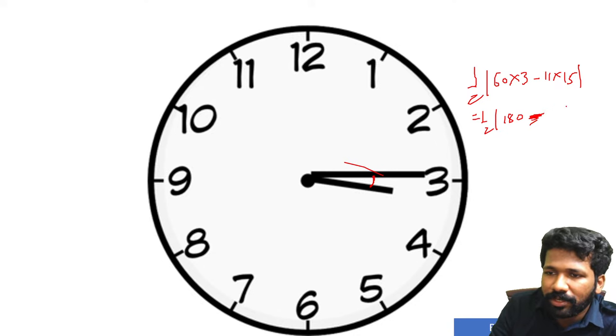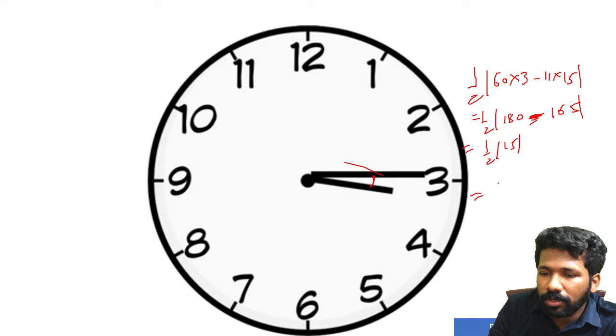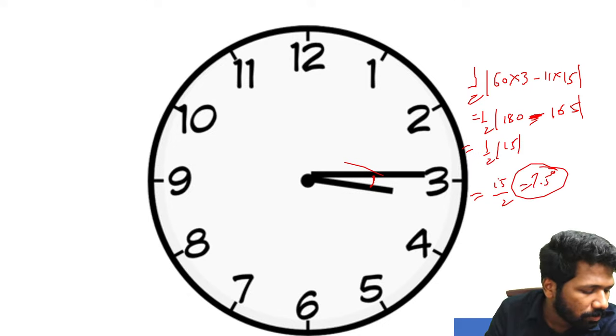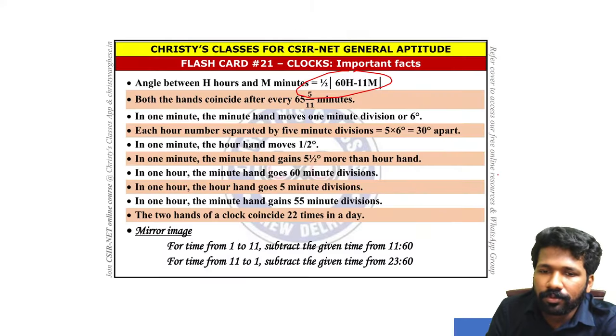Use the Vedic math trick I just mentioned before. 15, sandwich 1 plus 5 in between, that is 6, so 165. That is half into 15. Modulus of that is 15. 15 by 2 is 7.5. So that is how this formula will help you to do the question.